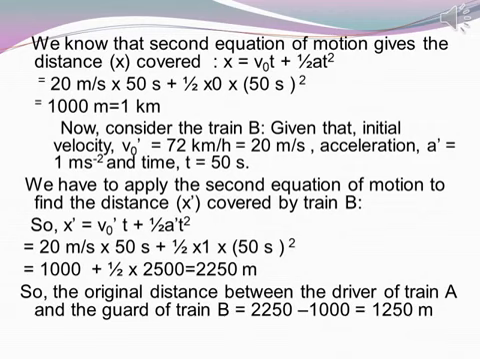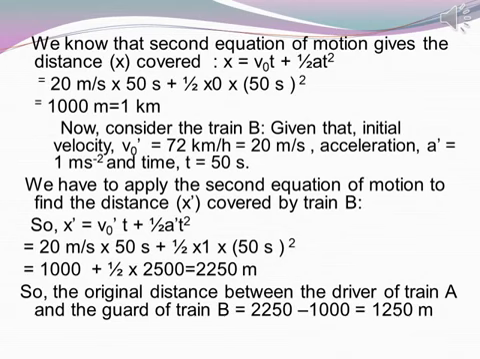We know that the second equation of motion gives the distance x covered. x is equal to v0 t plus 1 by 2 a t square. By substituting the values of v0, a and t, we get 20 meter per second into 50 seconds plus 1 by 2 into 0 into 50 seconds all square, which is equal to 1000 meter, which is equal to 1 kilometer.